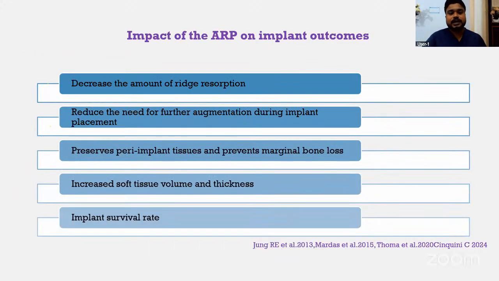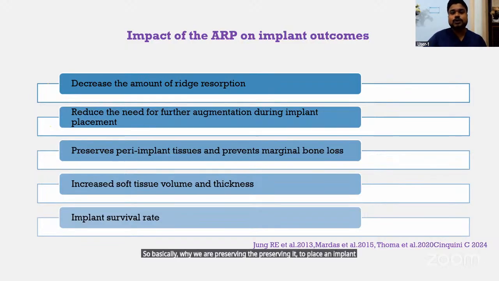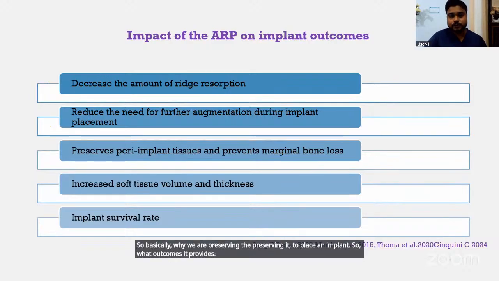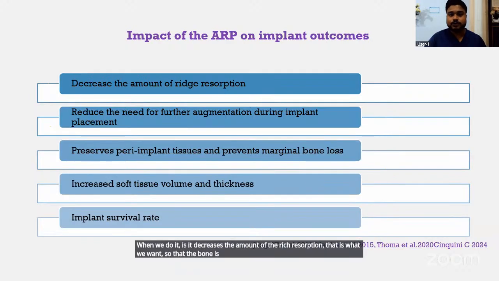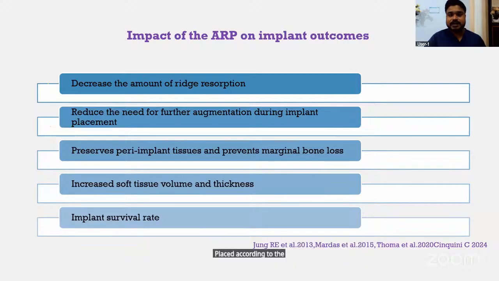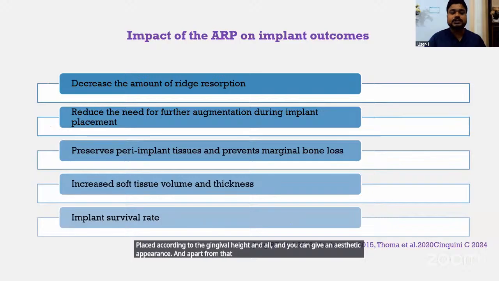Now coming to the impact of alveolar ridge preservation on implant outcome. Basically, why are we preserving the alveolar ridge? To place an implant. So what outcomes does it provide? It decreases the amount of ridge resorption. That is what we want, so that the bone is maintained in a well contoured fashion, so that the implant can be easily placed according to the gingival height, and you can give an aesthetic appearance. Apart from that, it reduces the need for further augmentation during implant placement.